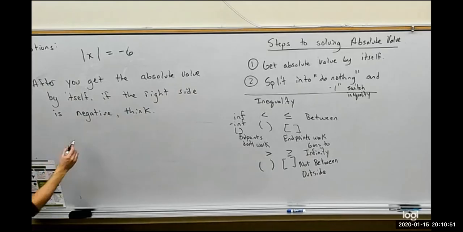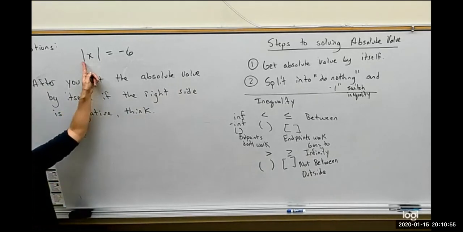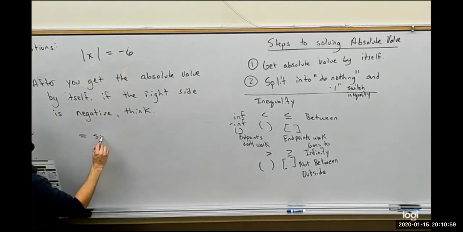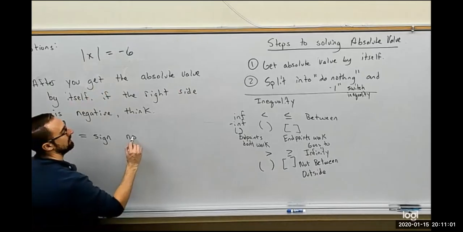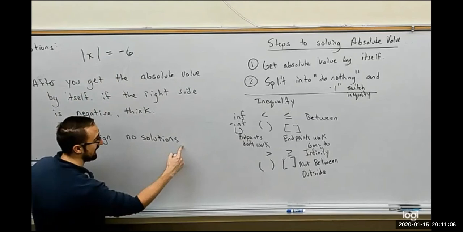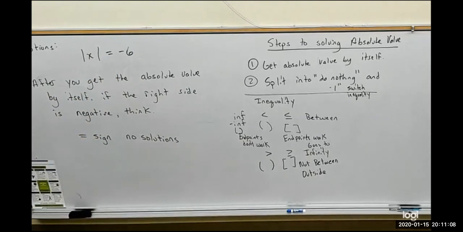If what you're dealing with is an equal sign, if the absolute value is equal to a negative number, there are no solutions. You just write no solutions exactly like that, everything lowercase. You can just copy paste what I have in parentheses, that way you know you didn't make any typos or mistakes. If there is an equal sign, you have no solutions.